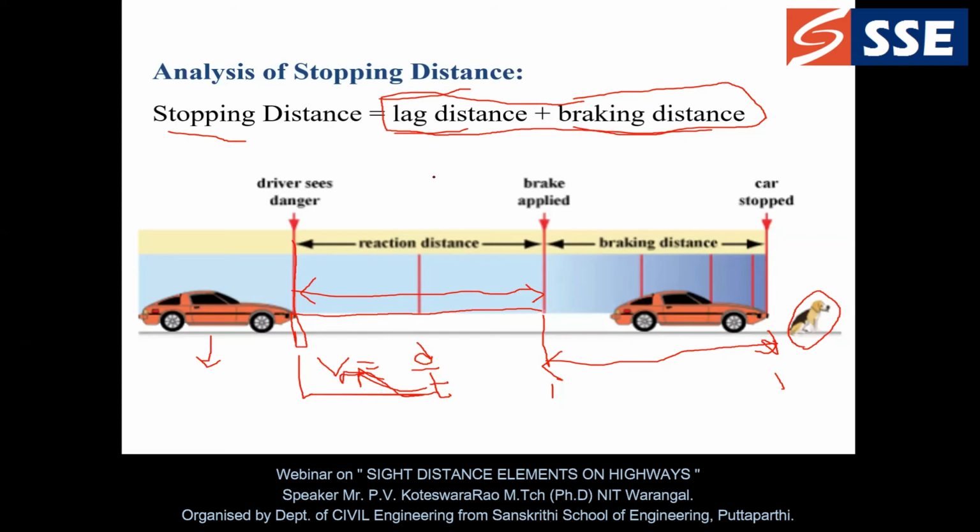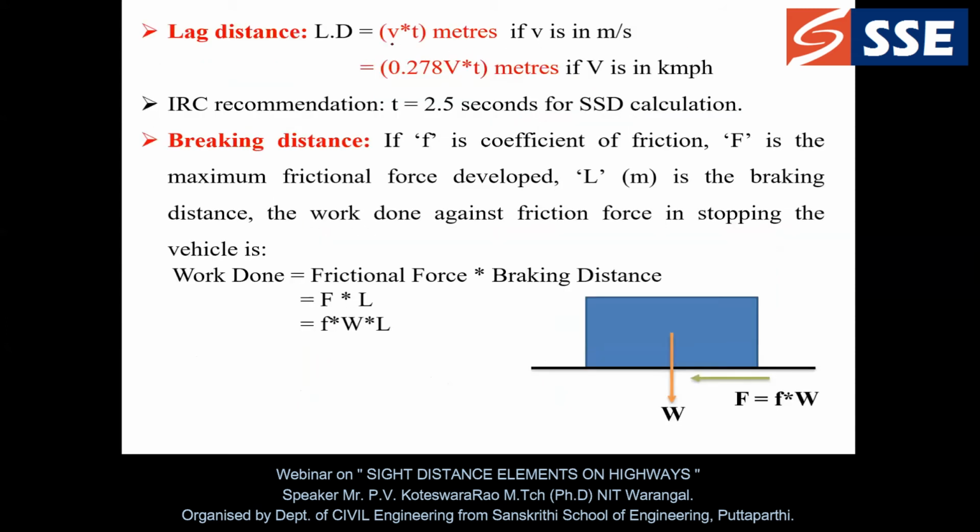Now, let us see these things in detail. As I mentioned in the previous slide, distance is velocity into time, which gives the lag distance. Here we have two types of velocities, one in meter per second and another in kmph. Whenever you have meter per second, directly use the small v. If you are converting from kmph, multiply with the factor 0.278 into v, or v into 5 by 18.